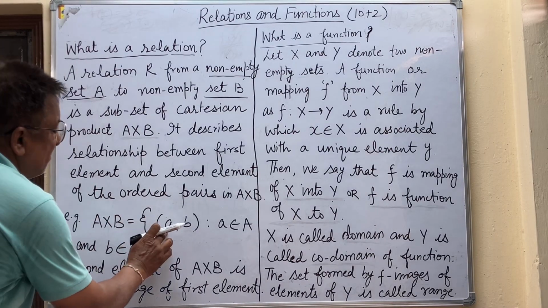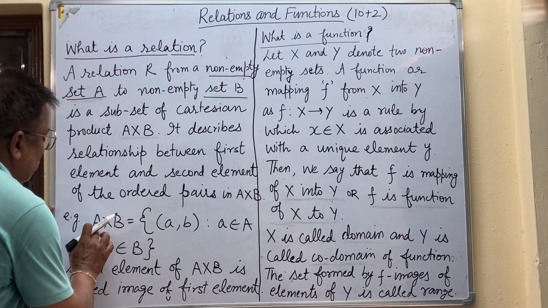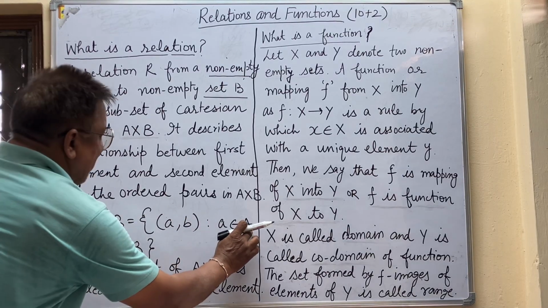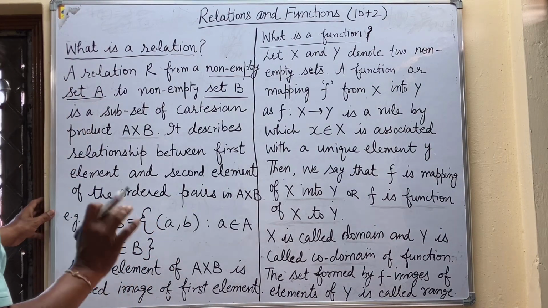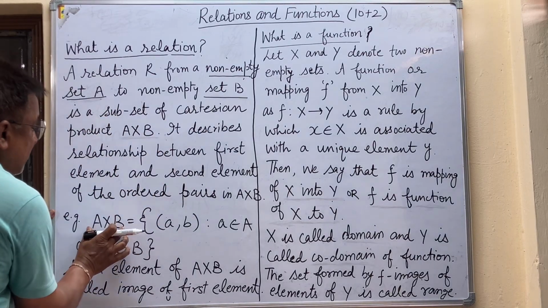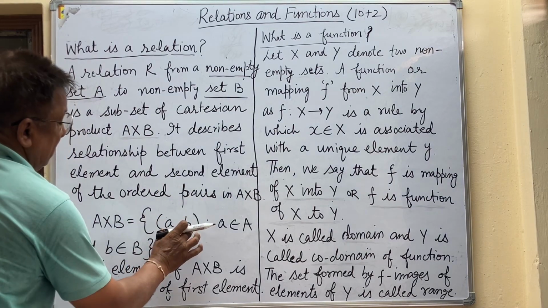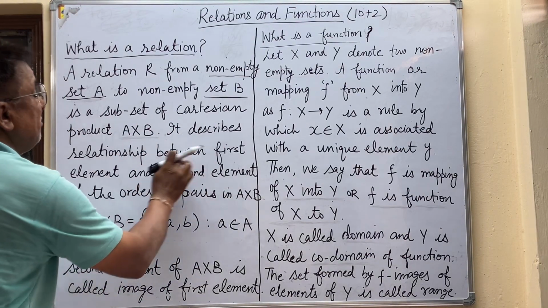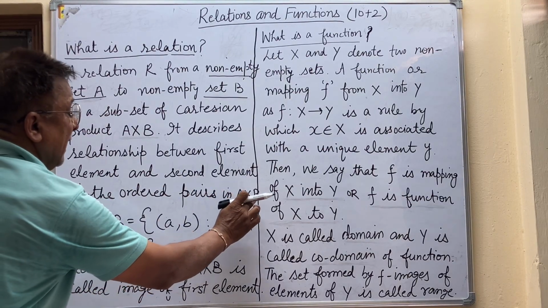It is an ordered pair. Ordered pair means we take the first element a belonging to capital A and b belonging to capital B. Small a belongs to capital A, then small b belongs to capital B. Now, in this case, the relation is a subset of the Cartesian product of A and B, which means we can take elements as per our desire, meaning (a, b). It describes the relationship between the first element and second element of the ordered pairs in A and B.